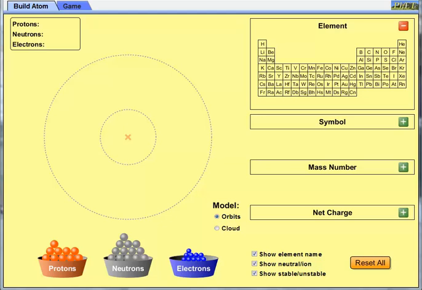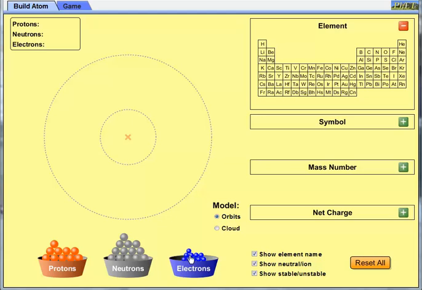We can use this simulation to show how the constituents of an atom, protons, neutrons, and electrons, can be used to build up the atoms in the periodic table. The constituents, of course, are protons, and protons have a mass of 1 atomic mass unit and a charge of +1. Neutrons, to be found in the nucleus, have a mass of 1 atomic mass unit, but they're neutral. They do not carry a charge.